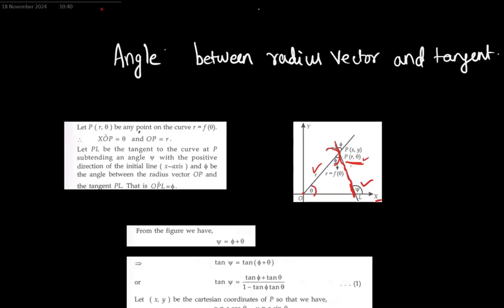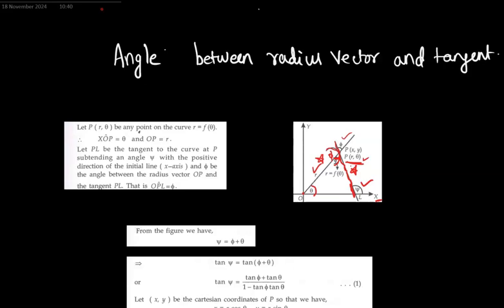And phi is the angle between the radius vector OP and the tangent. So this is your radius vector and this is your tangent, and in between them the angle is nothing but phi. Okay. So this is the construction. If OPL is phi, then automatically this angle is also phi.